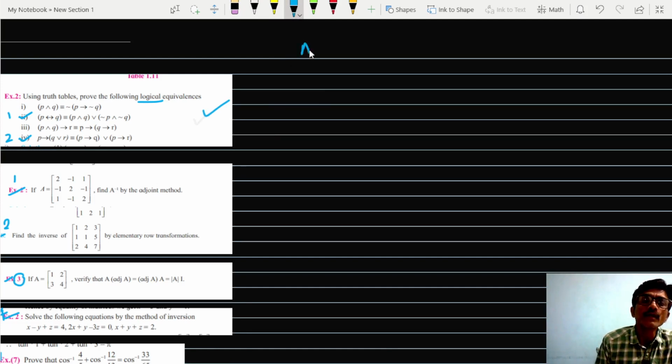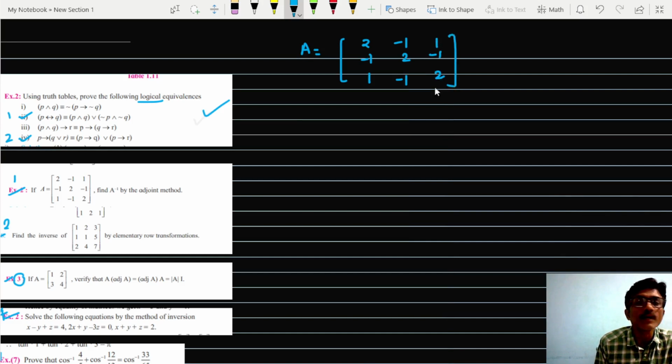See here, A is equal to what? Matrix 2 1 2 minus 1 1 minus 1 2 minus 1 1 minus 1 2. See this matrix, you have to find inverse of this matrix by adjoint method. So for this you have to find determinant of this matrix. What will be the determinant of this matrix?